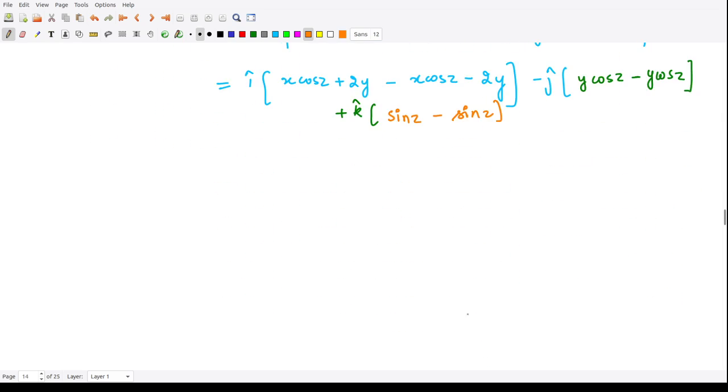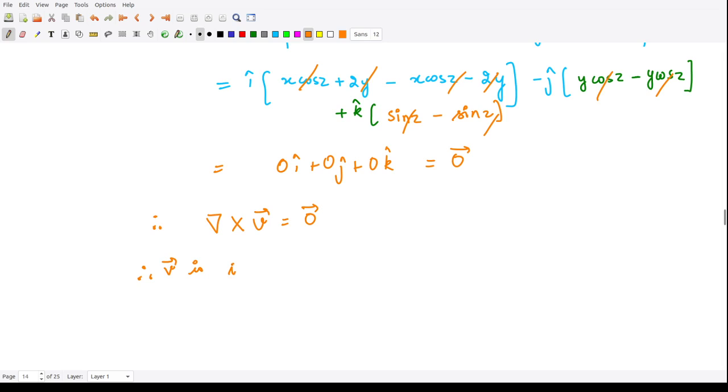Now when you simplify this and you solve this, you see this and this cancels out, everything cancels out here. So you have 0 i cap plus 0 j cap plus 0 k cap, which is equal to 0 vector. So therefore you obtain the curl for vector v as equal to the 0 vector. Therefore the vector v is irrotational in nature. If this vector is irrotational in nature, that means the given motion is also irrotational. So this was our first part.